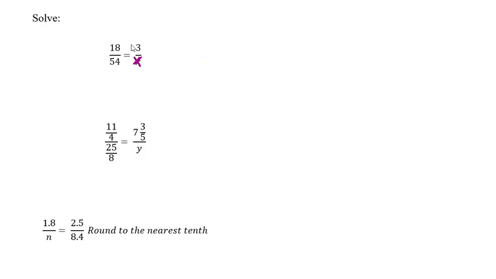And we're going to solve just the way we've been comparing proportions, or ratios, by cross multiplication. We're going to cross multiply. 18 times x is 18x equals 3 times 54. And then we will solve that equation.